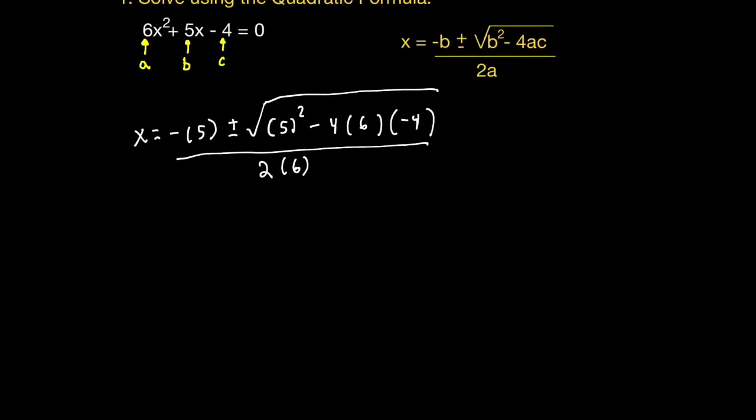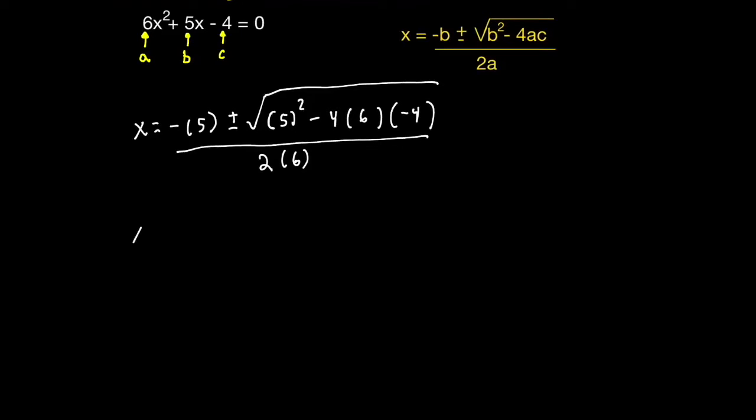Let's begin to simplify. So here I'll get x equal to negative 5 plus or minus the square root of 5 squared, or that's going to be 25, and then we're going to subtract 4 multiplied by 6 multiplied by negative 4. Here the negative and the negative are going to change this to plus. 4 times 6 is 24, and then 24 multiplied by 4 is going to give us 96. On the denominator, 2 times 6 is 12.